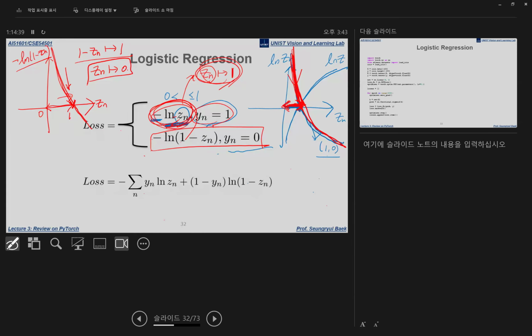Okay. So when yn is 0, by minimizing this, we can make Zn go close to 0. And when yn is 1, by minimizing this loss, we can make Zn go close to 1. Okay, are you guys understanding this? So that actually coincides with our objective. Okay? So because of that, this binary cross entropy loss, we call that BCE loss. We use that for binary classification. Okay.